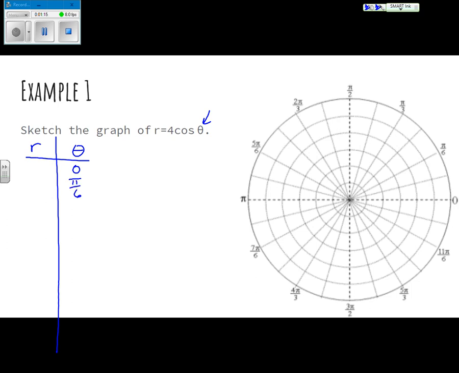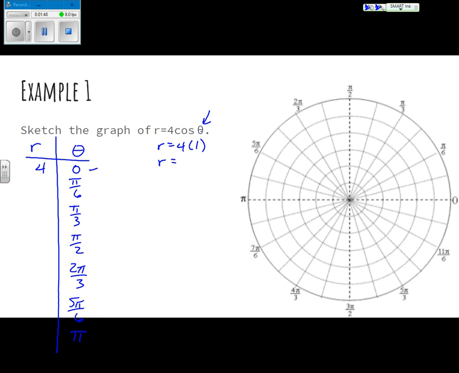So I'm just going to be jumping every pi over 6 units, or 30 degrees, and writing these down. And I get pi right there. And so what I'm going to do is plug in all these values for theta. So for instance, I'm going to plug in 0 for theta. Well, cosine of 0 is going to be 1. 4 times 1 gives me 4. So it just turns into a plug-in chunk.